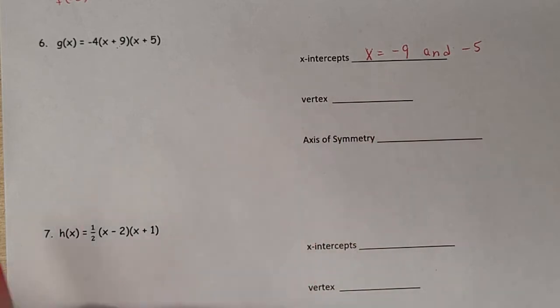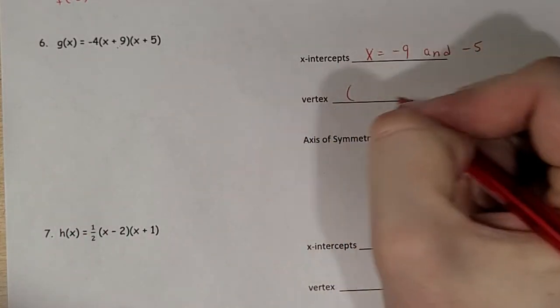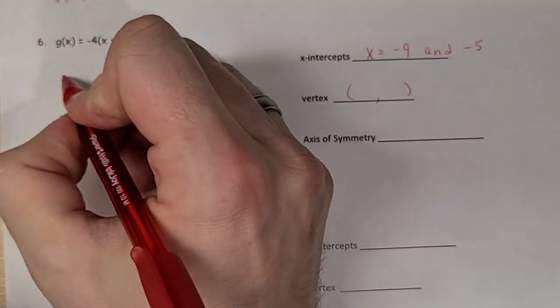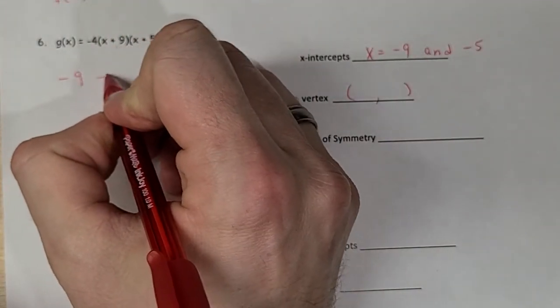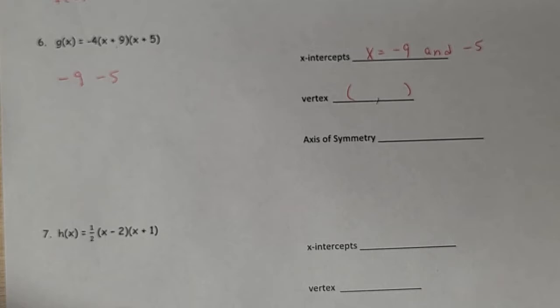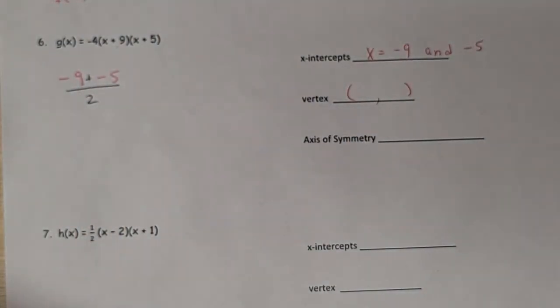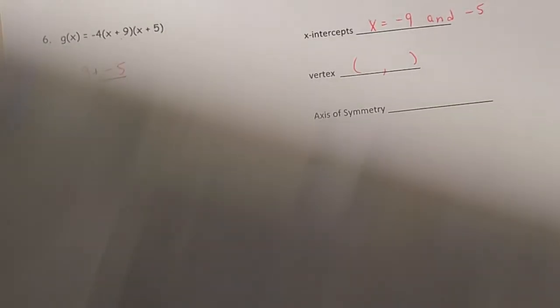All right, vertex. Now, if I want the x part of my vertex, my axis of symmetry, I'm going to take negative 9 and negative 5. I'm going to add these two numbers together and cut it in half. That's my average.